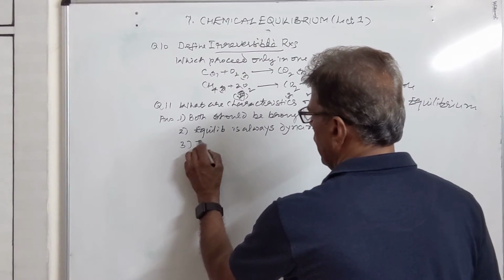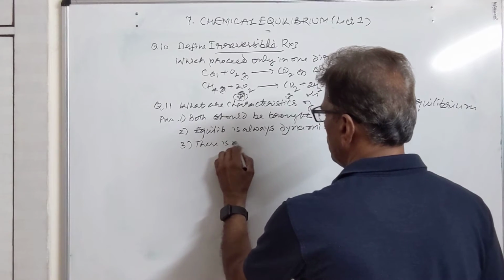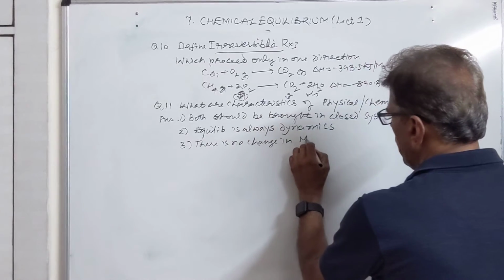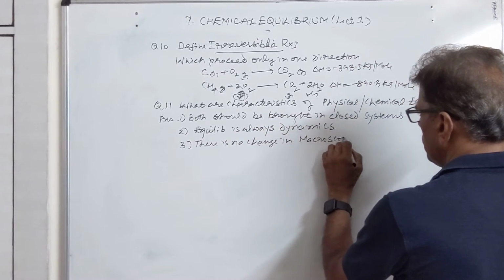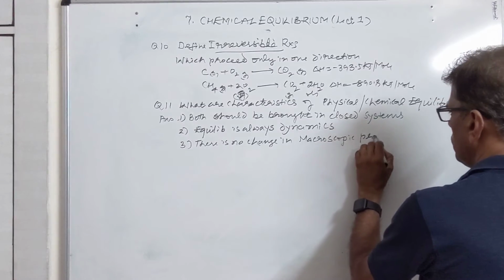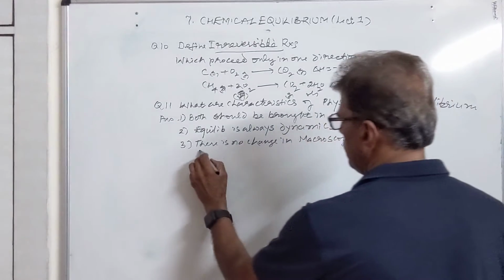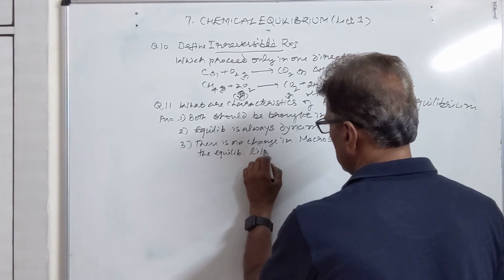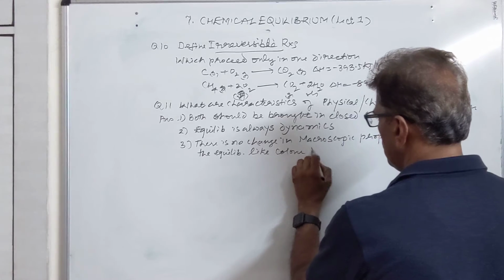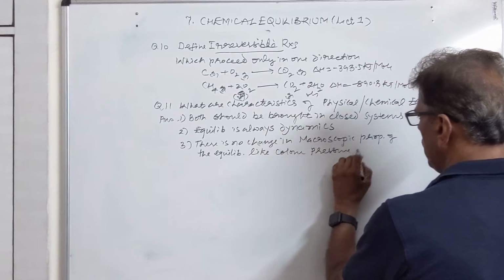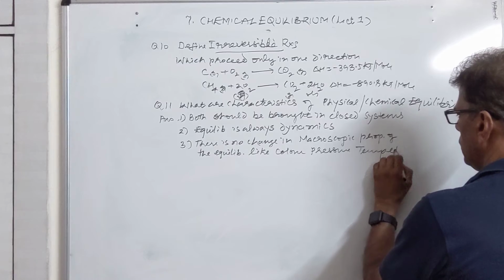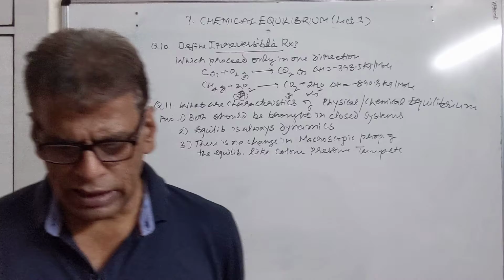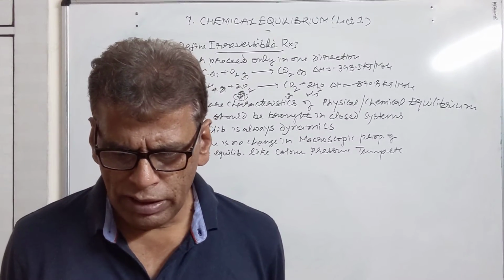Third, there is no change in macroscopic properties of the equilibrium, like color, pressure, temperature, etc. They do not change during the state of equilibrium. If they change, the state of equilibrium is likely to be disturbed.